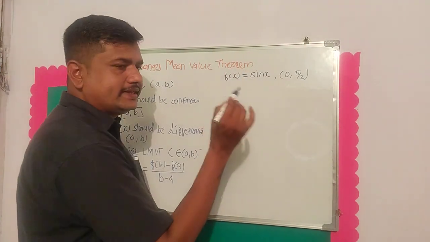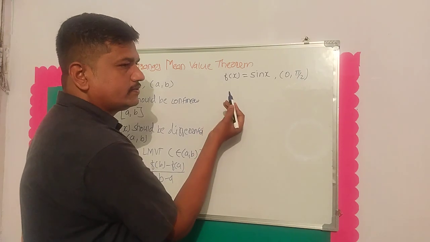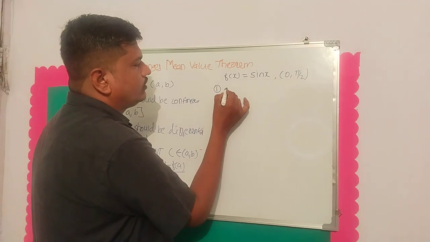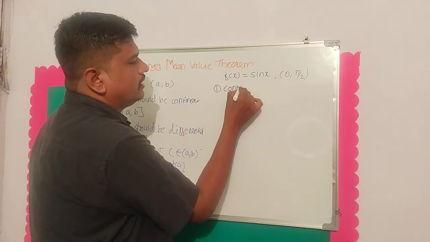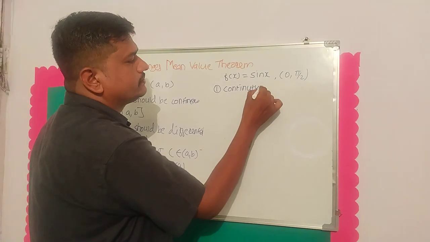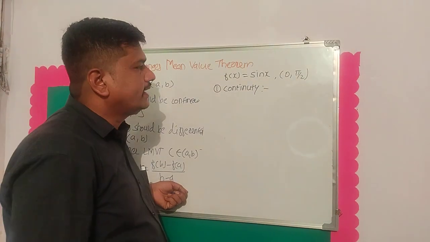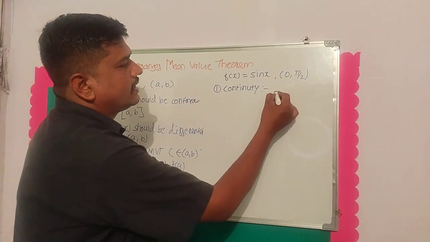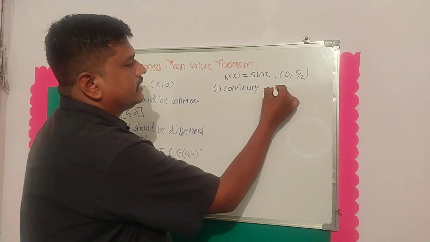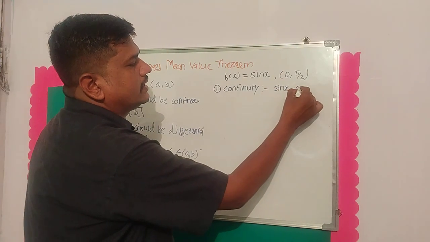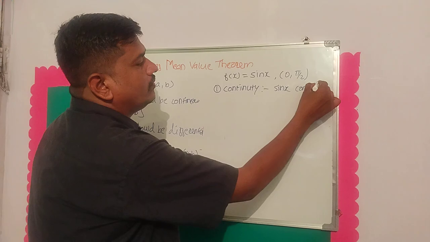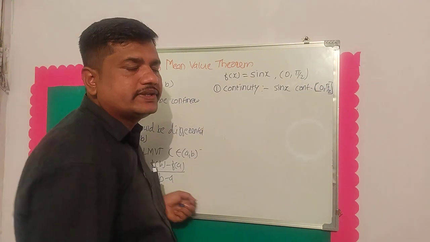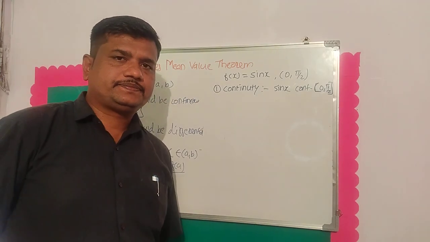Now to verify this theorem, the steps will be something like this. First step is what? To check the continuity of this function. And as you can see, sin x is continuous everywhere. You can write the statement here: sin x is continuous everywhere. That's why sin x is continuous in 0 comma pi by 2, which is a closed interval.